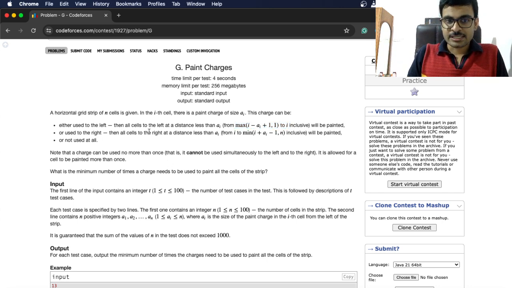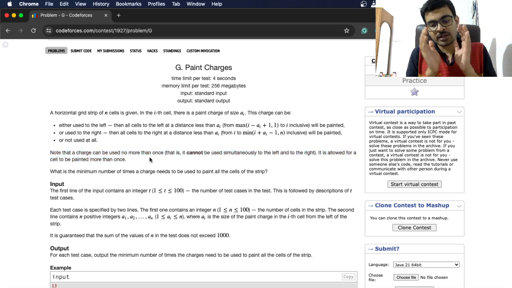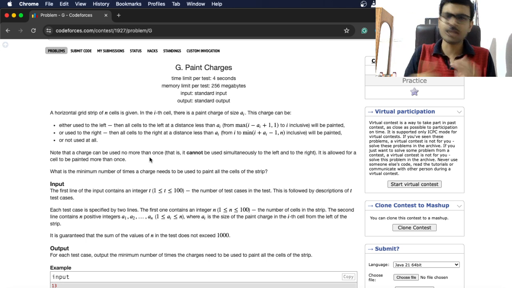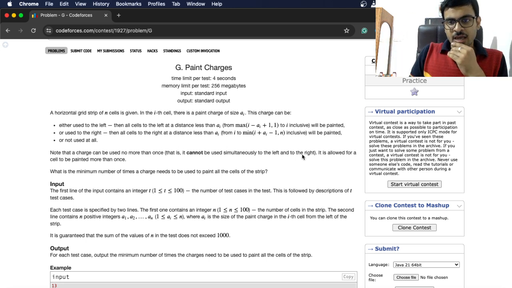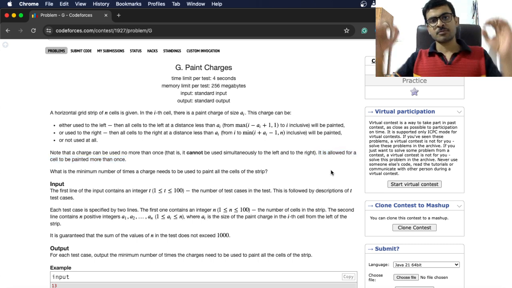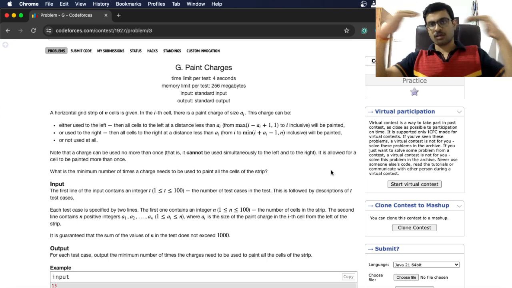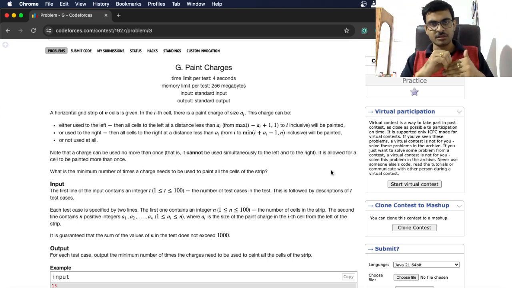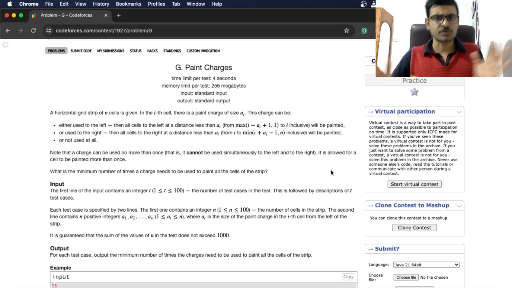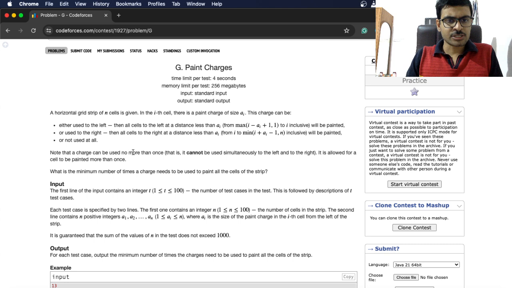To the right it's the same thing. And these two lines are important. For one paint charge, you can't paint both to the left and the right. You have to choose either left or right, or you will not paint. And it is allowed for a cell to be painted more than once. So if an element gets painted by two different elements, that is fine. That is not a problem.